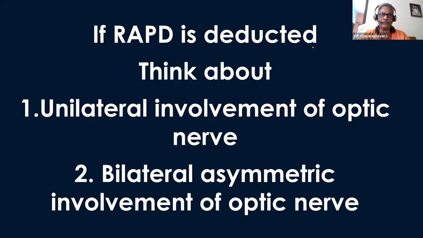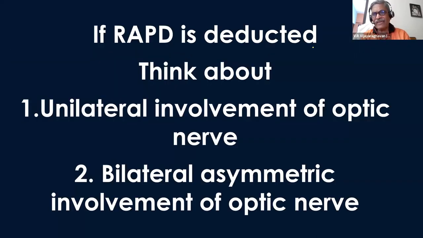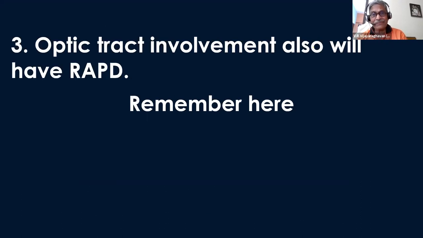Never forget this point again. Okay, I told already. Now I have seen how RAPD is there. Think about what the reasons are, I told you already. There are so many reasons for that. But never forget, maybe one eye, one side optic nerve has a problem. Even bilateral optic nerve problem may be there, but asymmetric. They are not equally involved. One eye is more involved compared to the other eye. It can have a relative afferent pupillary defect in the more involved eye. Optic tract, I already told you: never forget, to know the optic tract involved means opposite.